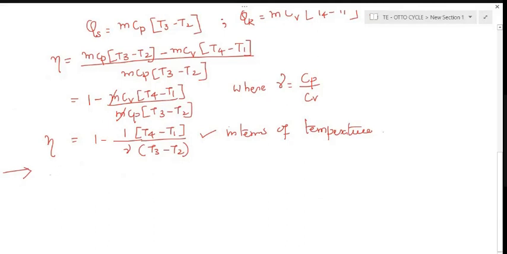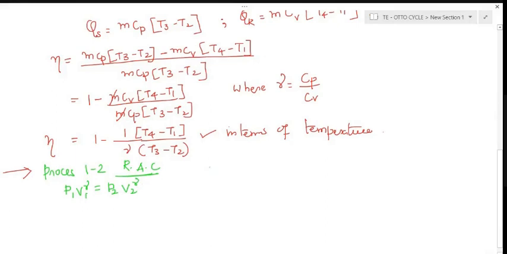First you have to consider the process between 1 and 2, which is nothing but a reversible adiabatic compression process. Because of the adiabatic process, the general equation is PV power gamma equal to C. So for the process between 1 and 2, you can say P1 V1 power gamma equal to P2 V2 power gamma. Just replace the terms.